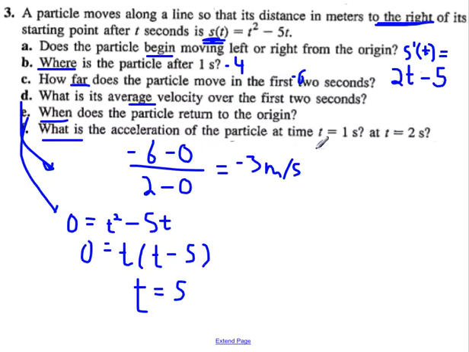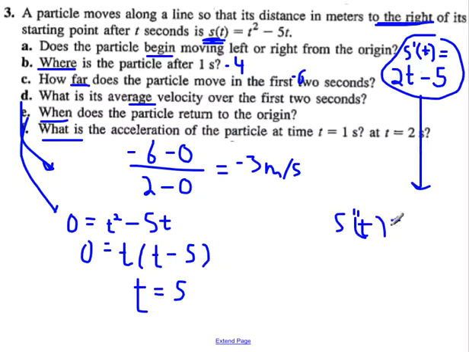What is the acceleration of the particle at time 1 and 2? Well, velocity is our first derivative. To find our acceleration, that's our second derivative. So if we take our second derivative, we just get what number? We just get 2. So that's a constant acceleration. Doesn't matter if it's at time 1 or time 2. There's no t's to substitute in. The acceleration is always 2. And again, our units are meters per second squared.